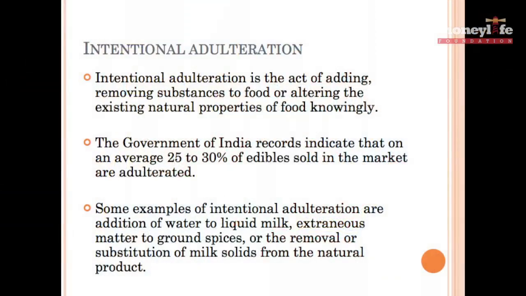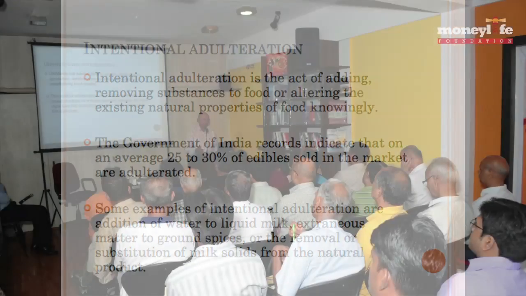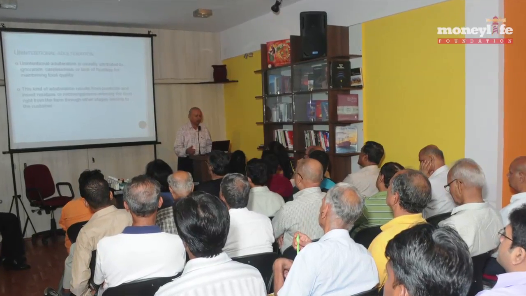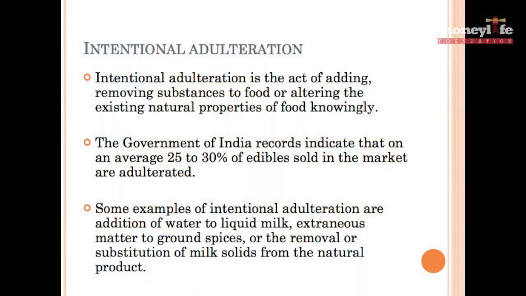Now, the Government of India records that about 25 to 30% of edibles sold in the market are adulterated. Now, this is what the government knows about it. This is something very funny, that the government knows and goes on. Some examples of intentional adulteration are normal. You see that daily. In fact, on the 1st of June, I visited the FDA office for a different matter.